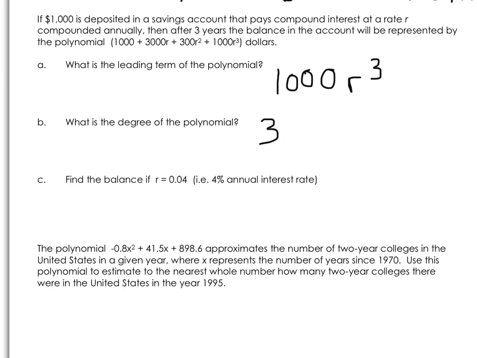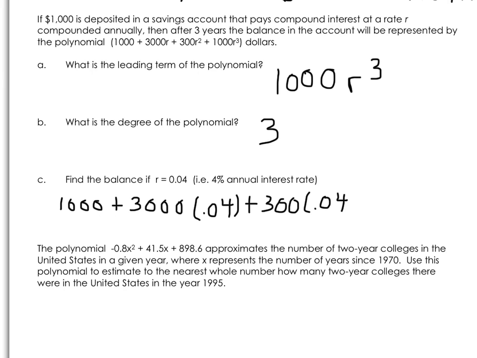Find the balance if r is 0.04, 4% annual interest. So we have 1,000 plus 3,000 times 0.04 plus 300 times 0.04 squared plus 1,000 times 0.04 cubed.